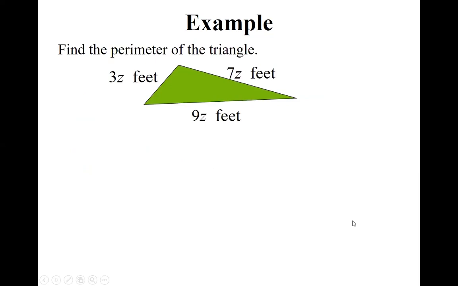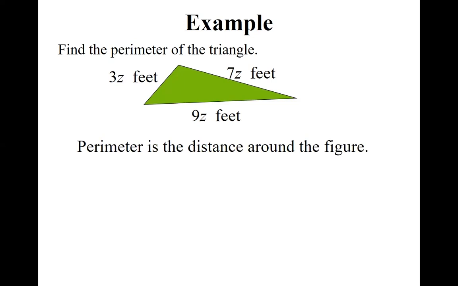Let's revisit the idea of perimeter. Recall perimeter is adding all the sides. Here we have a triangle, and the sides are given in terms of z: 3z, 9z, and 7z. We want to add the three sides. We need the distance around the figure. So pick a starting point, and we add 3z plus 7z plus 9z.